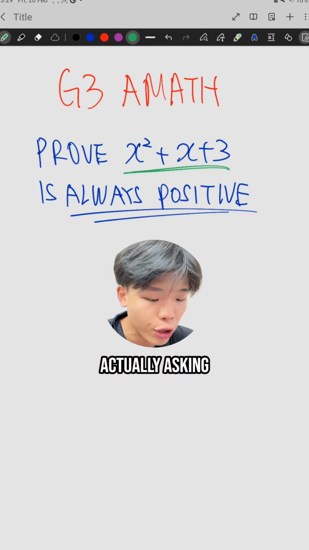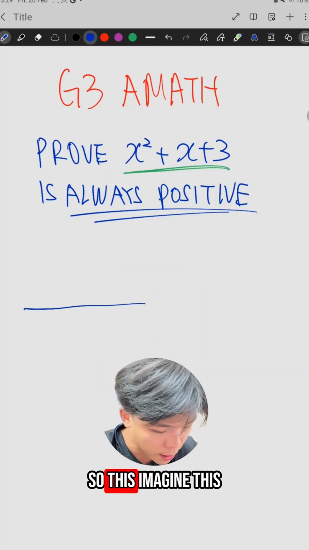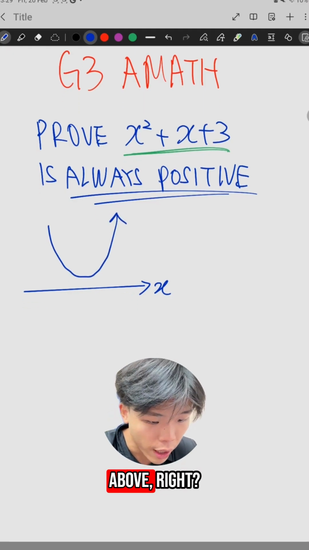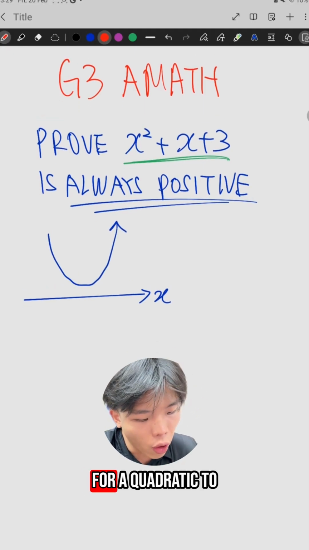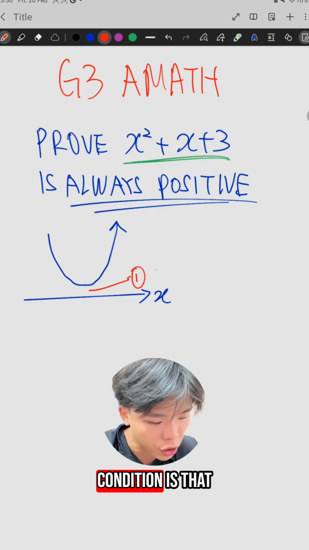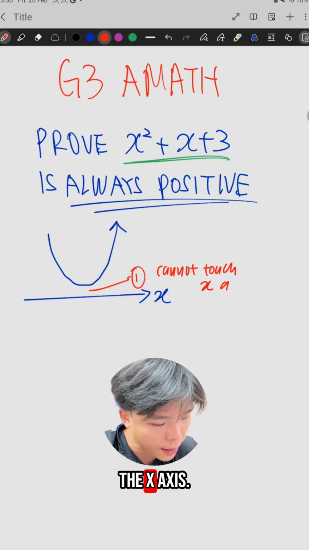This question is actually asking us to prove that this quadratic curve is always above the x-axis. So imagine this is the x-axis over here. The quadratic curve is always above. And we can see that for a quadratic curve to be always positive, the first condition is that it cannot touch the x-axis.